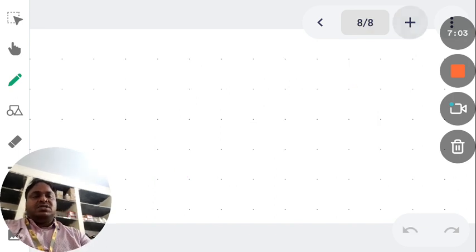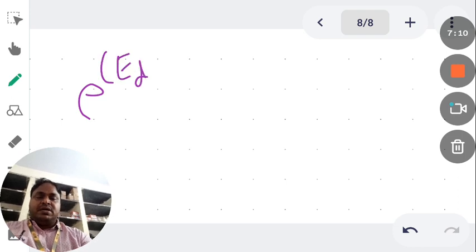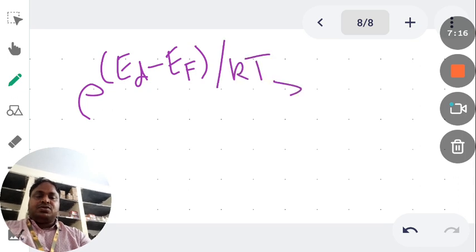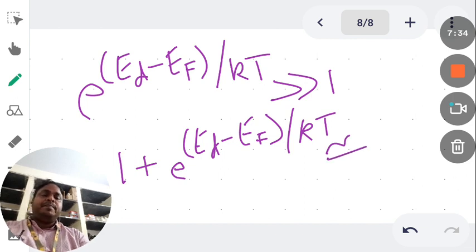Now since these are electrons, presence of electrons, the condition is e power (ED minus EF) by KT should be greater than 1, right? So if it is greater than 1, then the term 1 plus e power (ED minus EF) in the denominator will be almost equal to e power (ED minus EF) by KT, since this term is very much greater than 1, the other is lesser than 1.